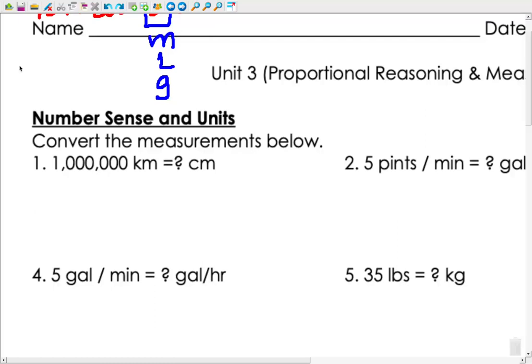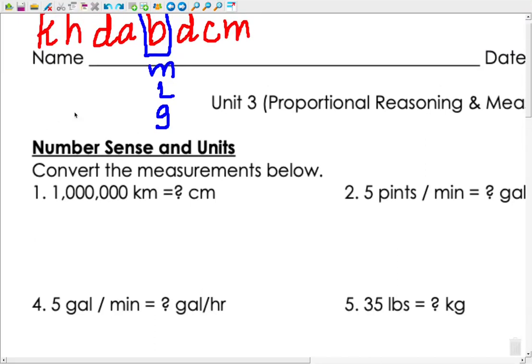All right, let's start the review. Going back into measurement conversions from a few weeks ago, we want to look at each problem and see first if we're using the metric conversions or customary. In this case, number one, if I'm going from 1 million kilometers to centimeters, this is in metric.